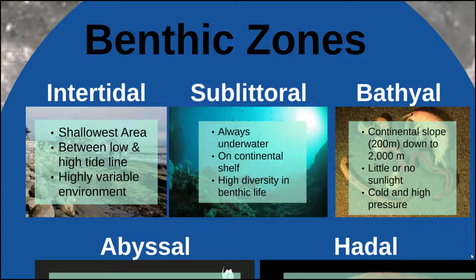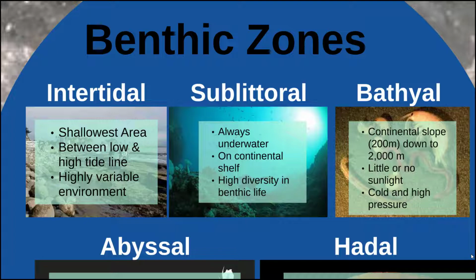We then next step to the sublittoral zone, which is always going to be underwater. This is found on the continental shelf, so it's going to be a shallow region, typically a few hundred meters at most, and there tends to be quite a bit of diversity in benthic life within this region.